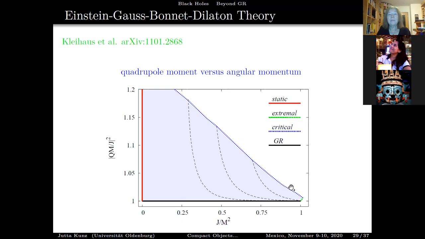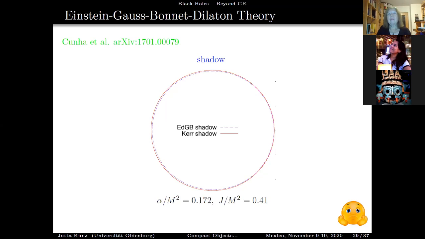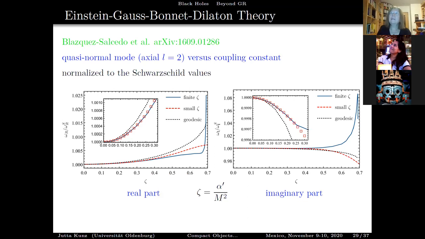How about the shadow? Now, the shadow, I must say, is somewhat disappointing. Here you see the shadow, but it's a few percent. So from the shadow, we would never be able to see anything. However, when we look at gravitational waves and quasi-normal modes, it's much more interesting.